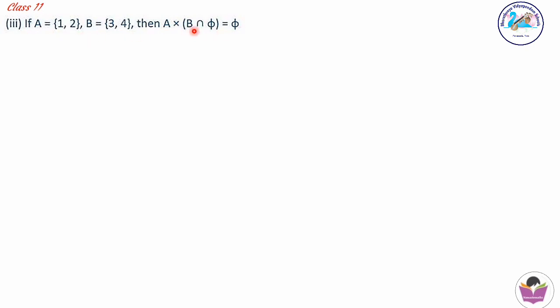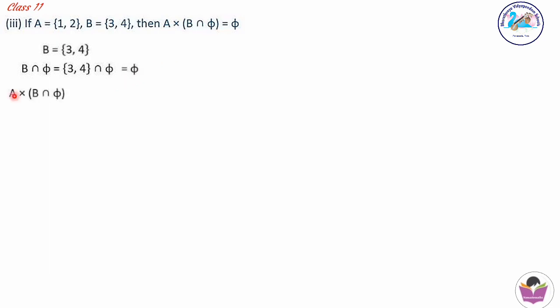First of all, we will find this B intersection null set. B is equal to the set {3, 4}. We are asked to find B intersection null set, meaning the elements which are common in B and the null set. As we know, the null set has no elements. B has elements 3 and 4, and the null set has no element. So how can we find common terms? It's not possible. There will be no common elements in these two sets, so it is a null set. B intersection null set is a null set.